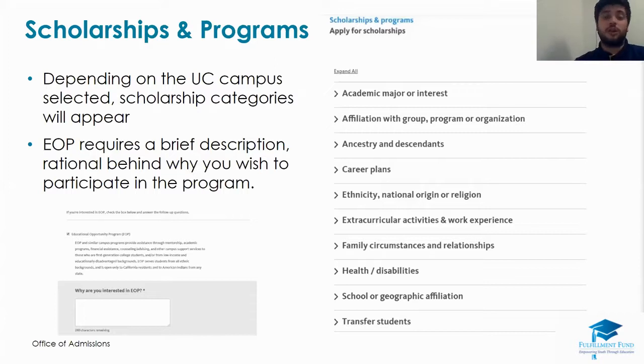Moving into the scholarships section of the application. For this section, students should essentially select any and all scholarship categories that apply to them. Keep in mind that, depending on which UC campuses you selected, that is going to change what scholarship opportunities are presented to you, because of course every campus will have different opportunities. But again, select all of the ones that apply to you.